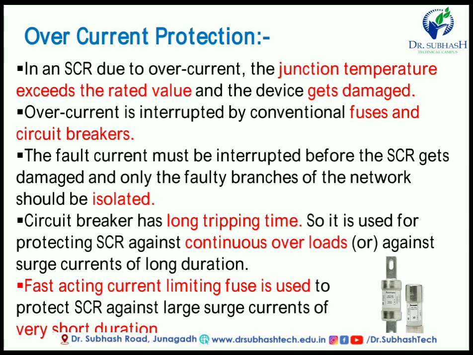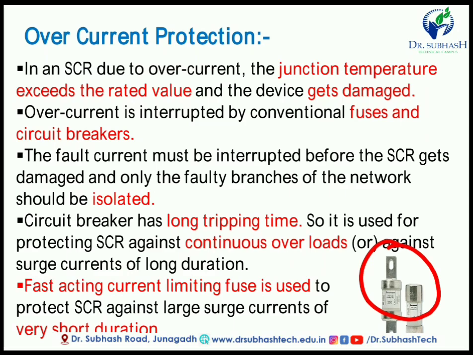Overcurrent is interrupted by a conventional fuse and circuit breaker. Here we can see the figure of the fuse circuit. This is the fuse, related to overcurrent in an SCR. Due to the overcurrent, the junction temperature exceeds the rated value and the device gets damaged, meaning that whenever the current is very high, the device is permanently damaged. Overcurrent is interrupted by a conventional fuse or circuit breaker.